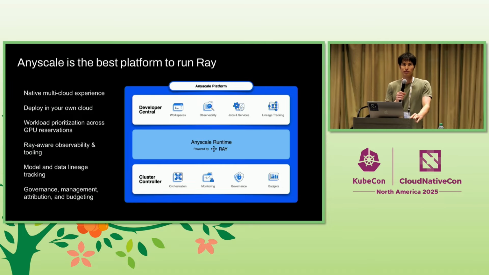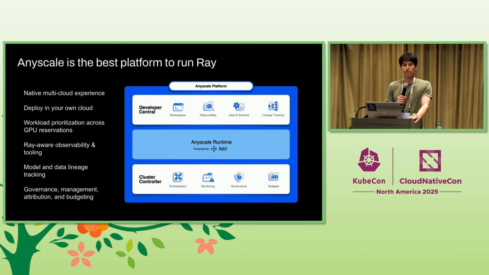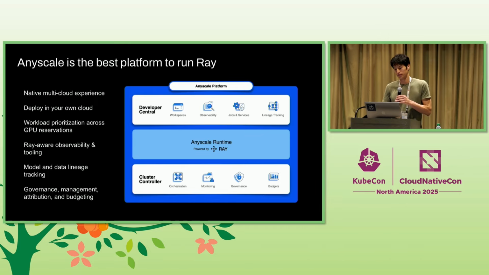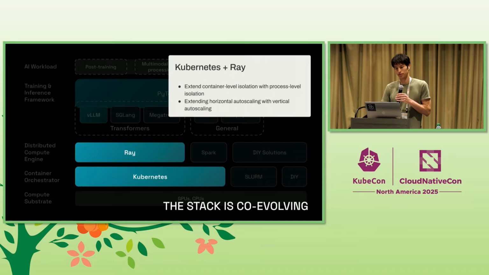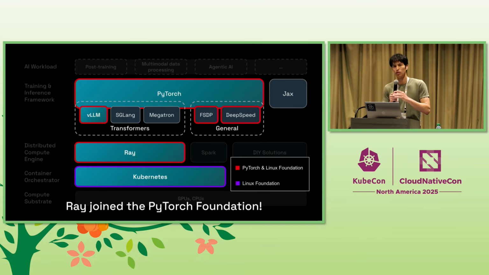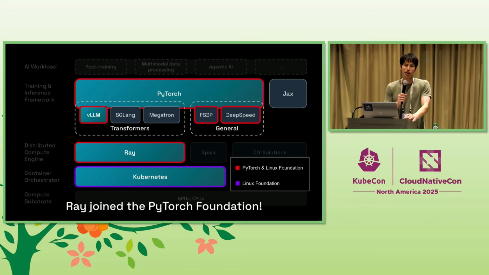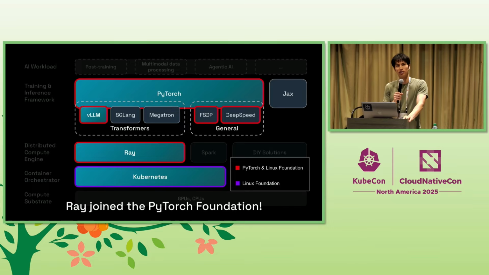I'll repeat the question. So two-part question, right? Some of the things that Ray does are also done in Kubernetes, for example, the scheduler. What kind of work is done so that they're not at odds with each other? And the second question is... well, let me start with the first question. So, well, actually, what was the second question?